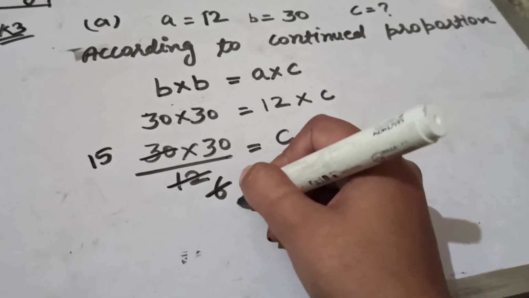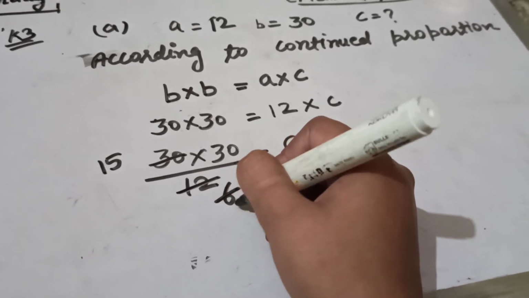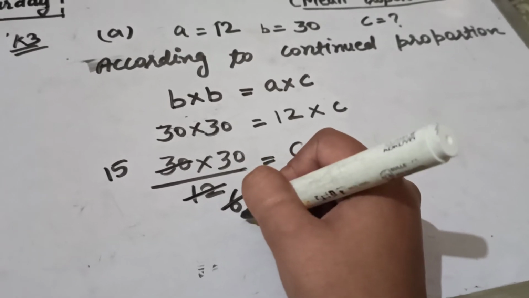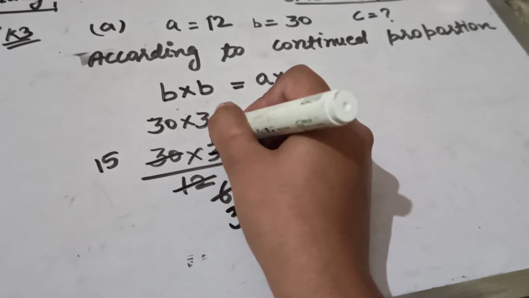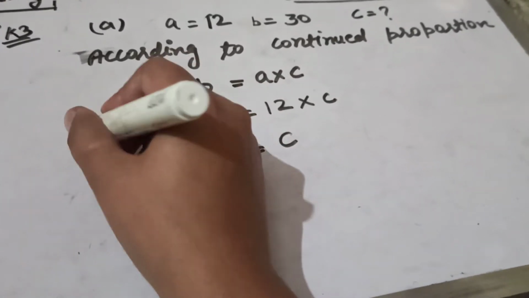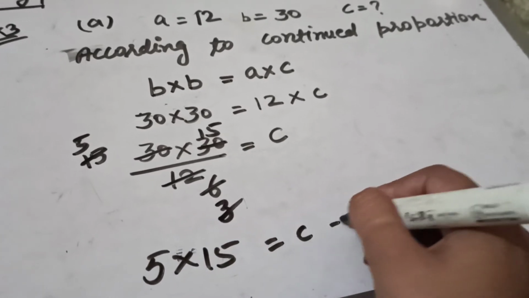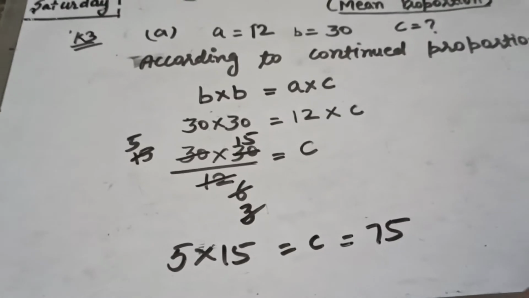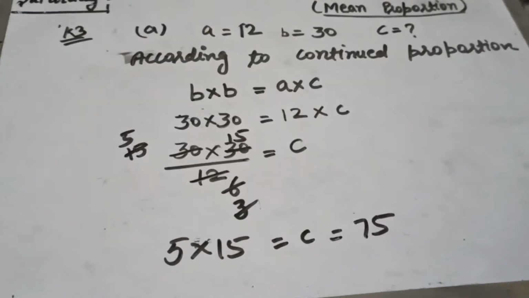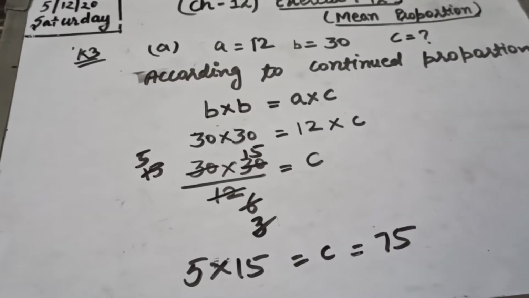Again, you can cut by 2 or 3. Firstly we will cut with 2. 6 divided by 2, 3. Again 15, 3 5s are 15. 5 multiply 15 equals C equals 75. So the value of C is 75. Clear the Q3? Now come to Q4. Rest part of this question you will do yourself.